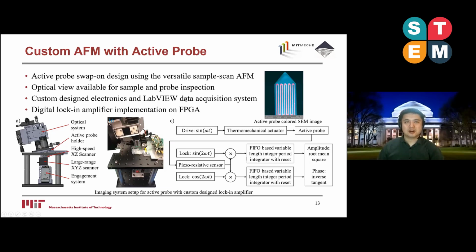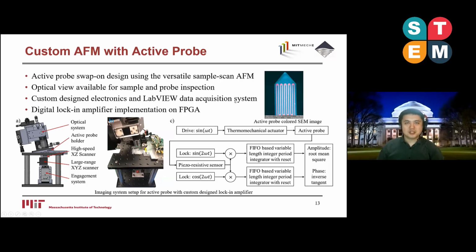Okay, so here is an illustration of the AFM system taken from the publication in Nanomaterials that illustrates the assembly of the AFM system and the signal path. We needed to develop a custom lock-in amplifier to do the 2 omega demodulation on FPGA. And then we also have a color-coded SEM image of the probe that we used.